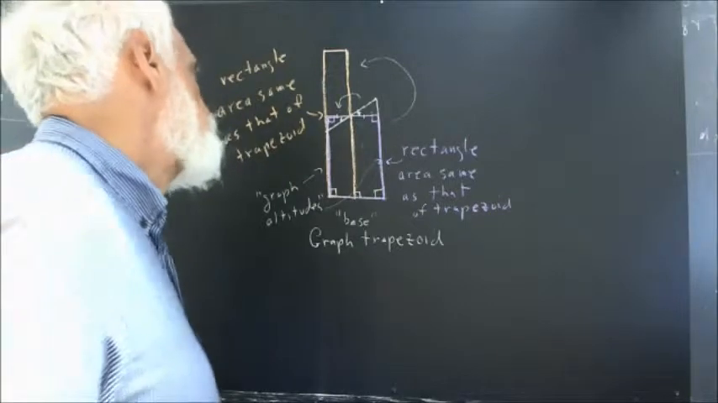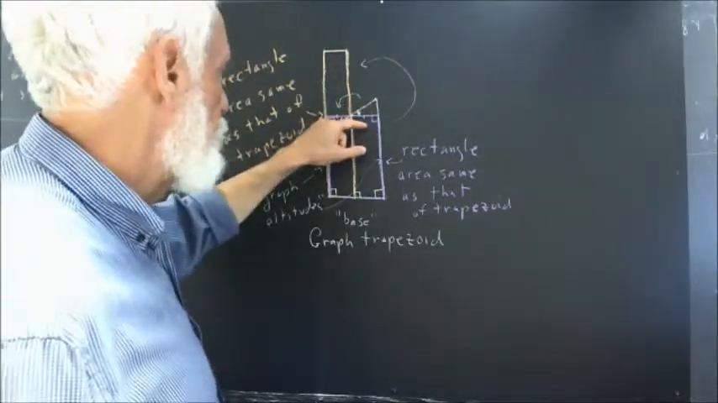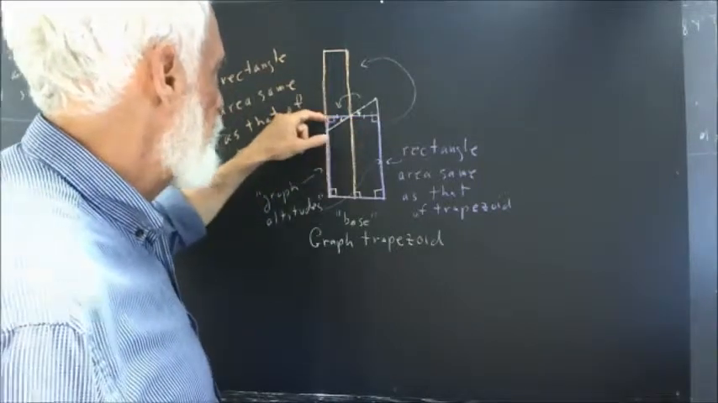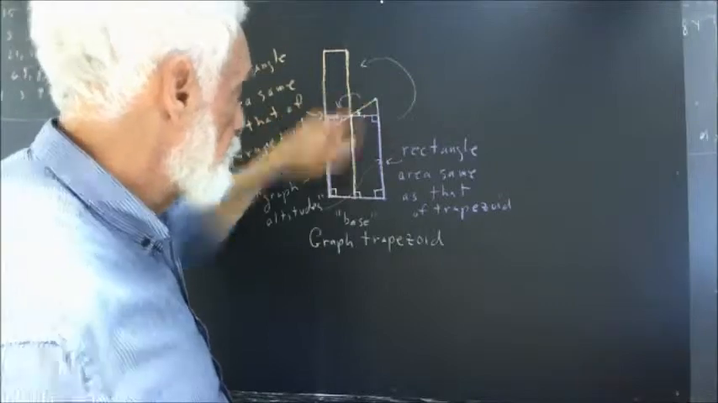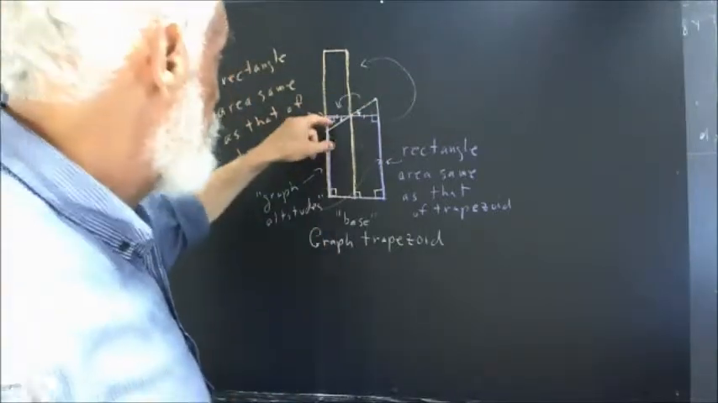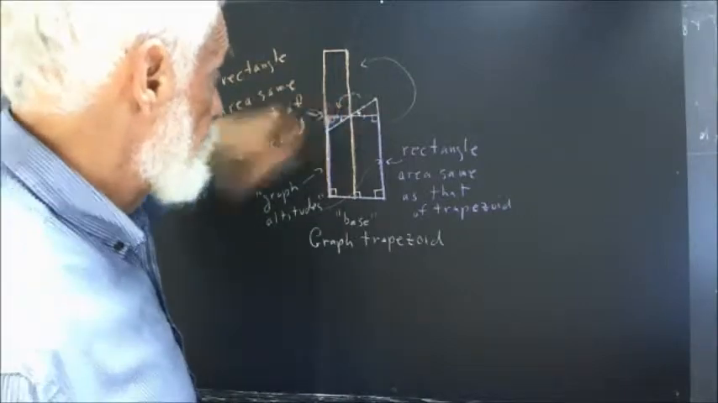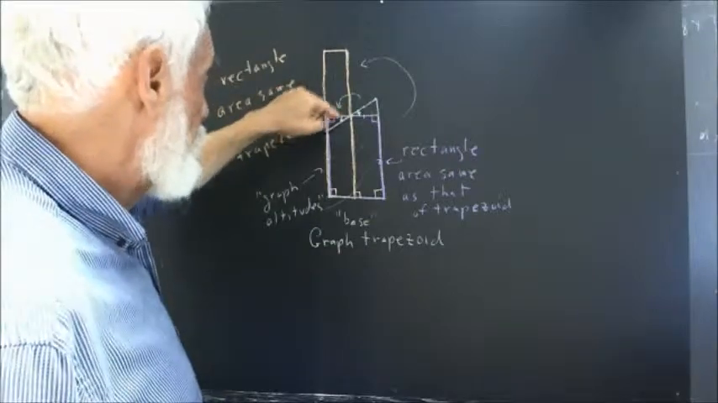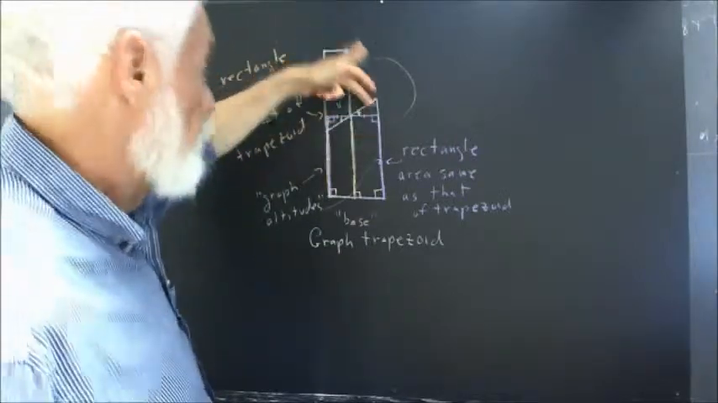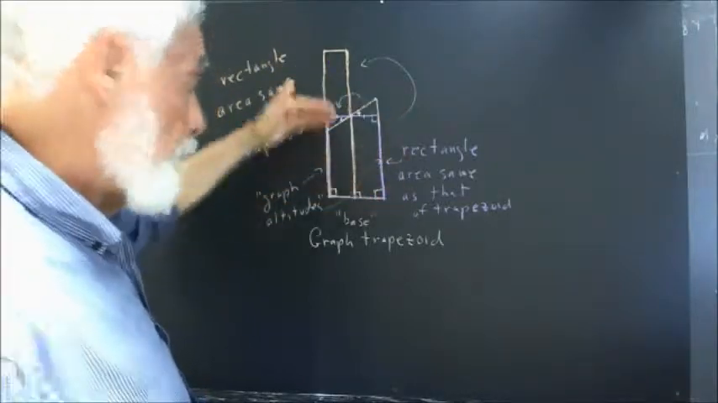So what we have is two angles and a side of this triangle equal to two angles and a side of this triangle, showing that this triangle is congruent to this triangle. Therefore, this triangle has the same area as this triangle, and removing this triangle here from the trapezoid and then adding this triangle here, which is congruent to this triangle, doesn't change the net area of what we have.